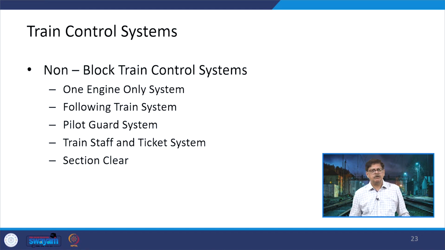Now, let us talk about the non-block train control systems. There are different types of systems: one engine only system, following train system, pilot guard system, train staff and ticket system, and the section clear system. We will get some idea about these particular systems because now slowly they have gone out. There may be very few locations where this type of system is still in use.